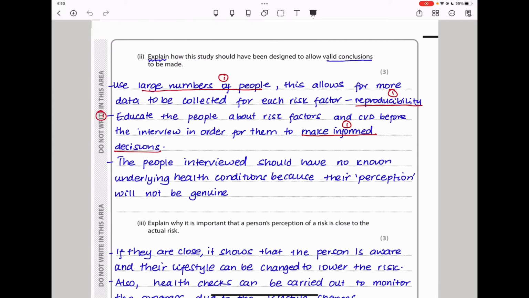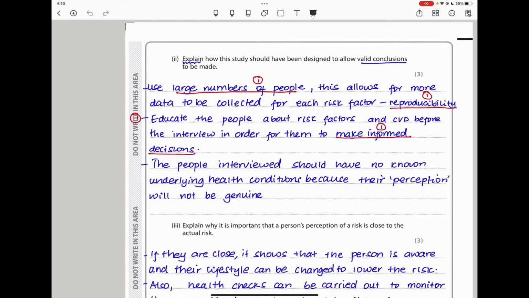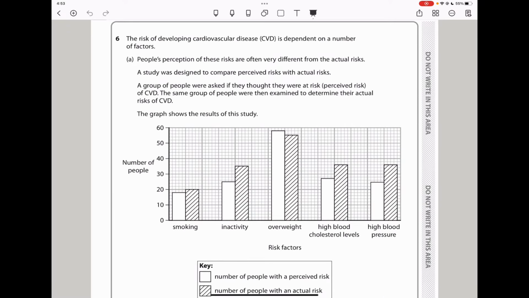So let's continue. Here they say, explain how this study should have been designed to allow valid conclusions to be made. For this study to have valid conclusions, the number of people used for each category had to be very large, or greater numbers of people. So let me take you back here. It means with smokers, you had to use many smokers.